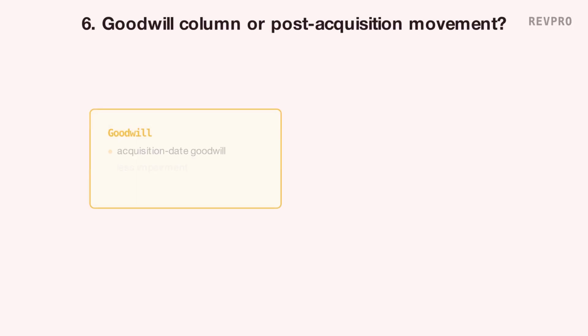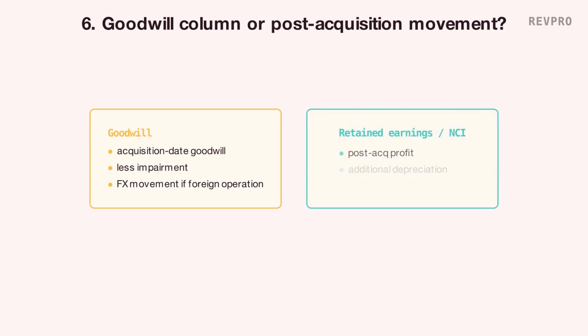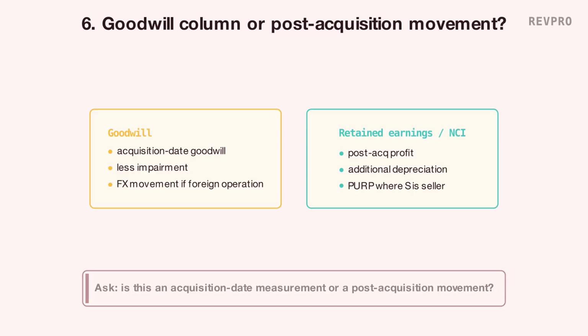Sixth, goodwill and retained earnings. Goodwill is calculated at the acquisition date. After that, goodwill is carried forward, reduced by impairment. And if the subsidiary is a foreign operation, it is affected by exchange movements, but post-acquisition profit, additional depreciation and unrealized profit do not normally belong inside the original goodwill calculation. They usually affect group retained earnings and NCI. So ask this question every time. Is this an acquisition date measurement or is it a post-acquisition movement?